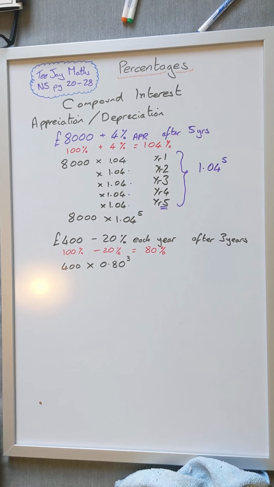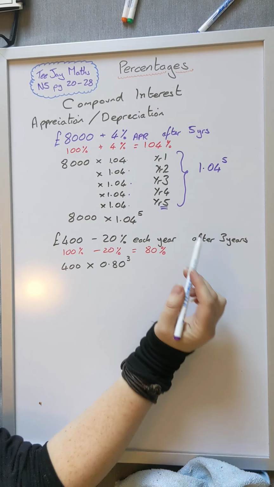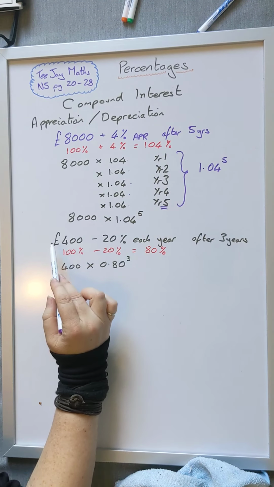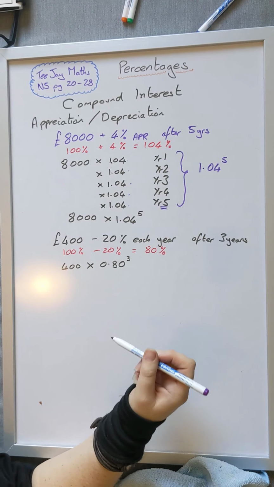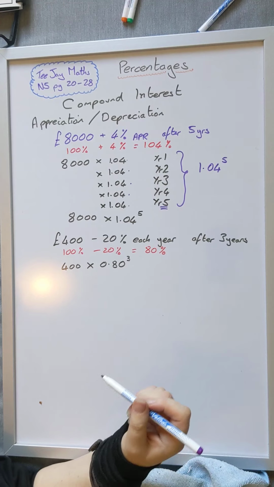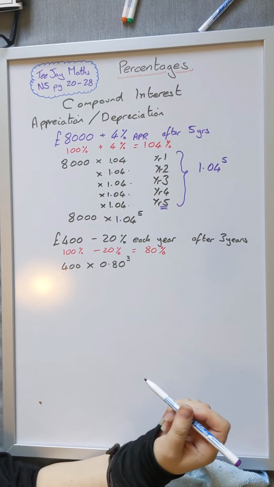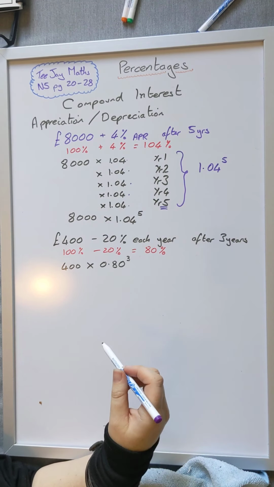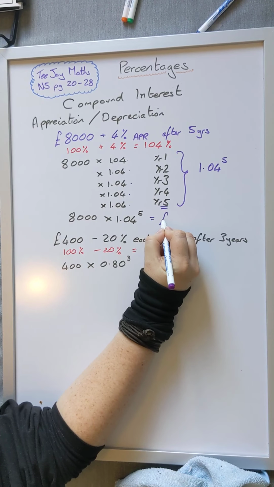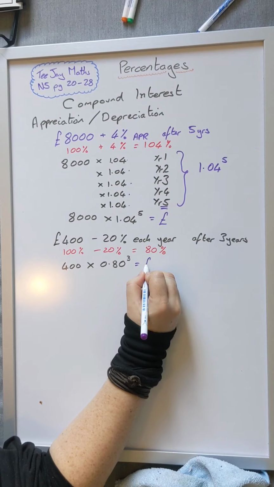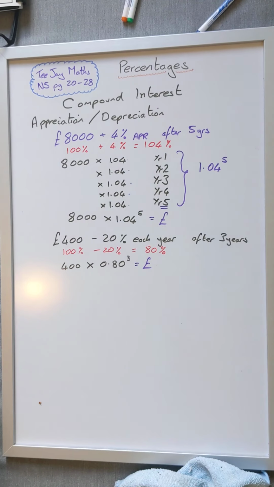Now, a big tip for in the actual exam, if they give you your question in pounds or a unit of any kind, give them your answer in that same unit. There's extra points available. You will lose marks if you don't remember the units. So whatever answer I get for this one, it would be a pound sign, and the same for this one, it would be a pound sign.